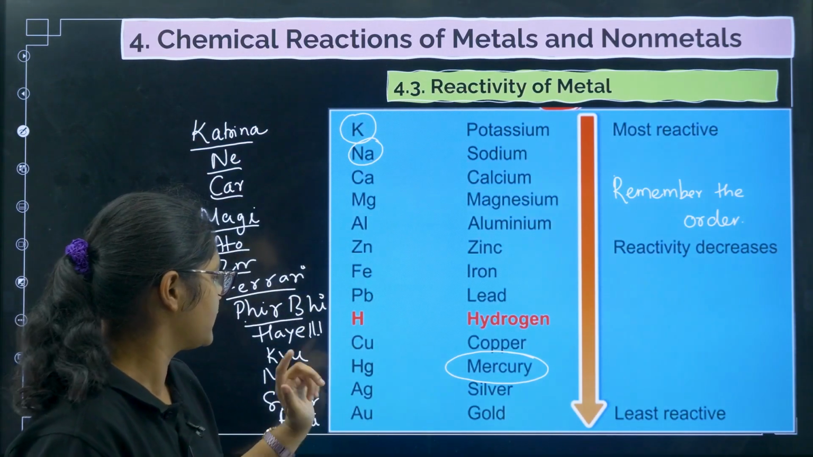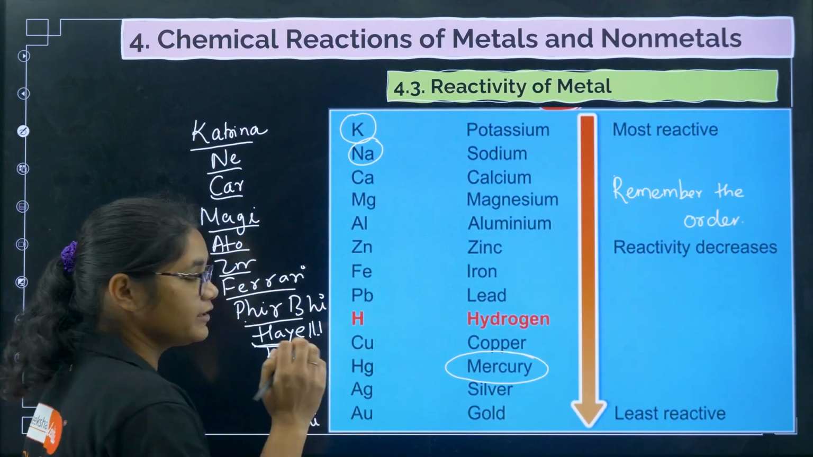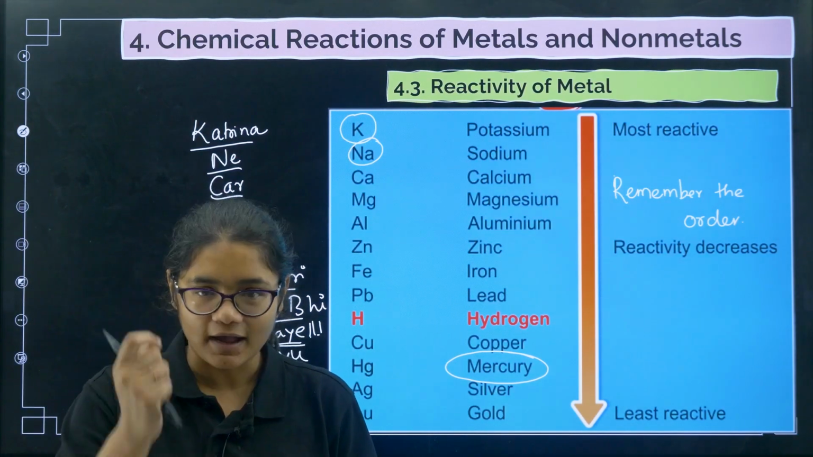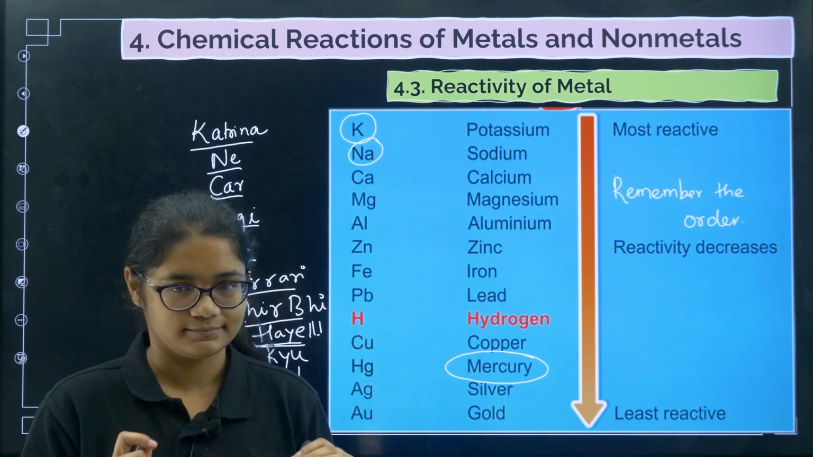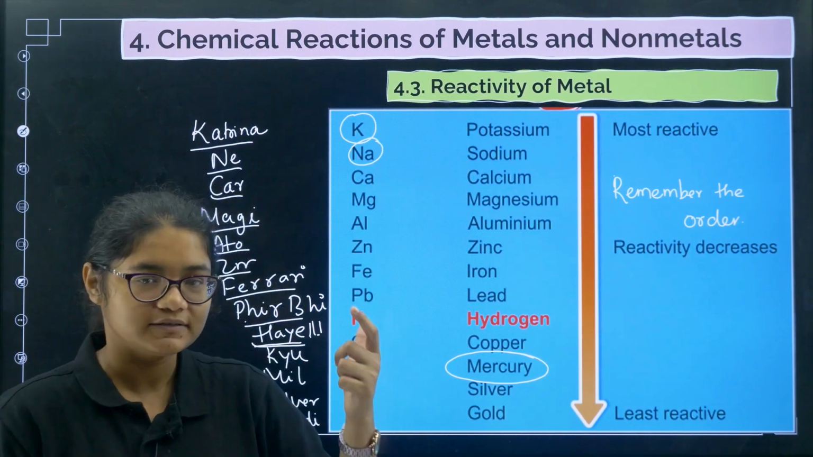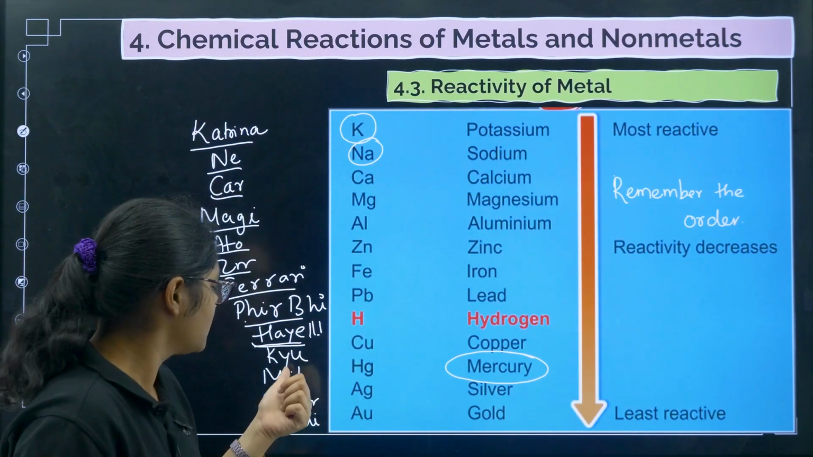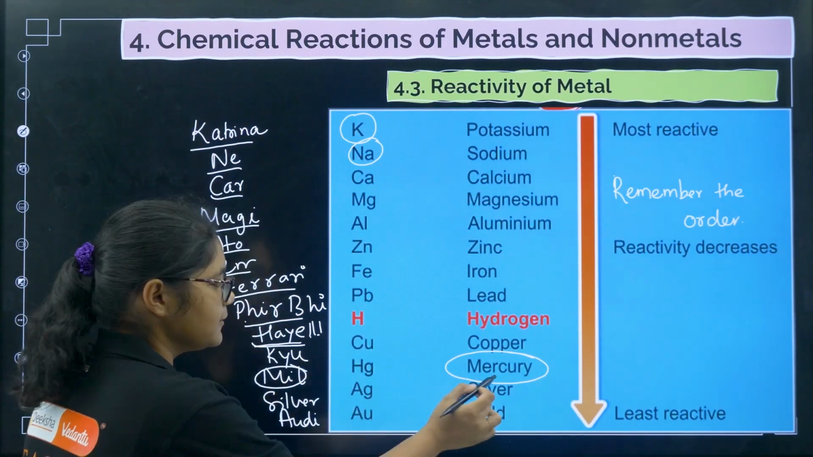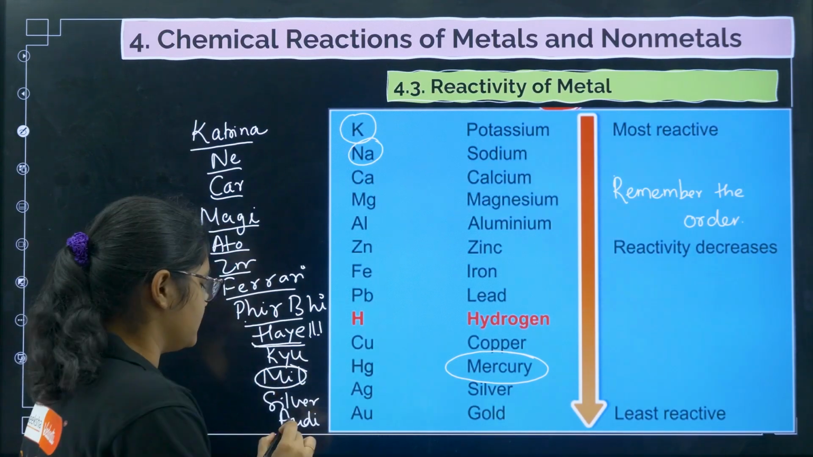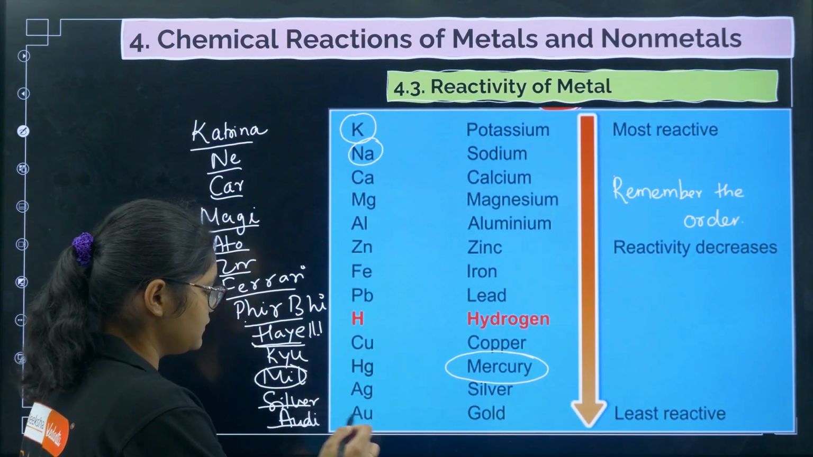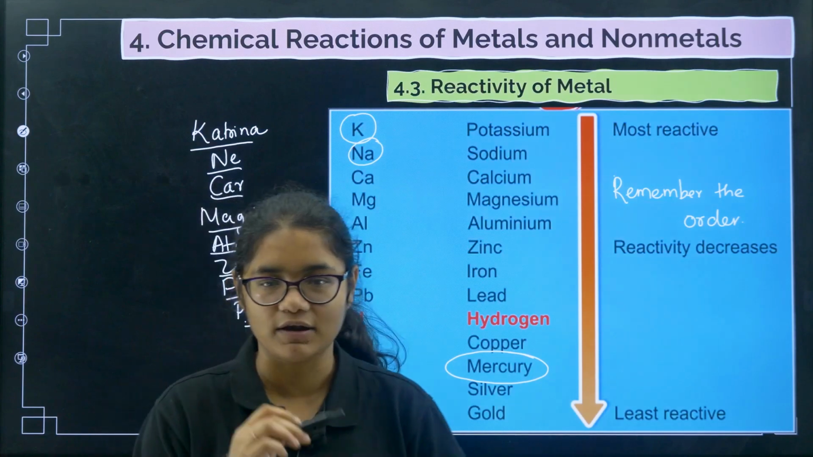After lead, phir bhi high, sorry I forgot, phir bhi high is H. Okay, Q milli, Cu, M, for Q milli, mercury. Then silver, odd, silver Ag, odd Au. Okay, I hope now we all have remembered this one.